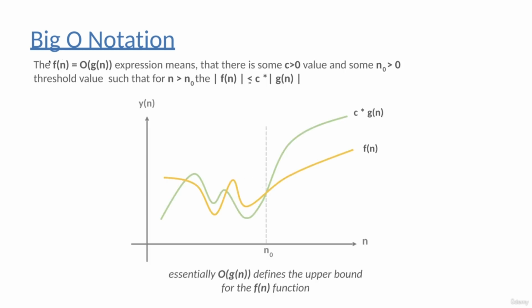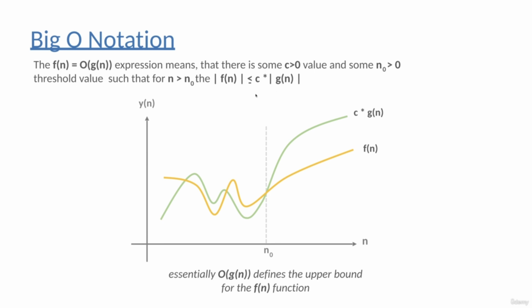Let's assume that we have two functions. We have the f function that measures the running time of the given algorithm, of course with the input size n, which is equal to big O of g of n. G is another function, and of course we are dealing with the input size as well. This expression means that there is some constant c, and c is greater than 0, and some n0, the so-called threshold value, such that for n larger than n0, the absolute value of the f function will be smaller than or equal to the constant multiplied by the absolute value of the g function.